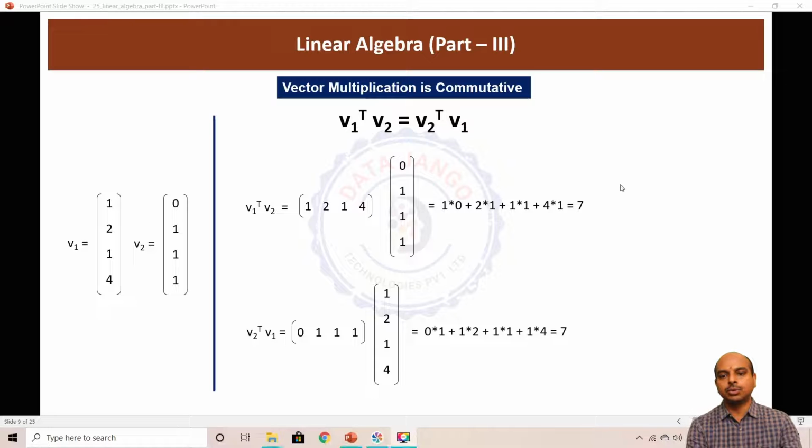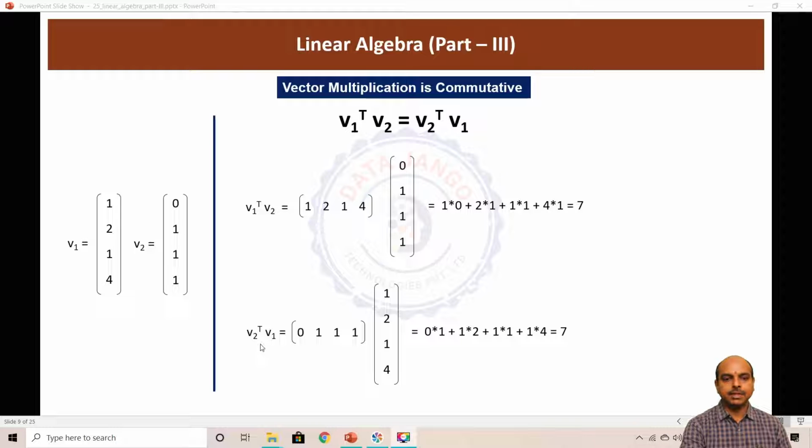When you multiply these two, you get one number. Vector multiplication always gives you one scalar. When you multiply two vectors, you get one scalar. See this here? When I multiplied these two vectors, I transposed and multiplied 1 into 0, 2 into 1, 1 into 1 and 4 into 1, and summed up all the 4, and I got 7.